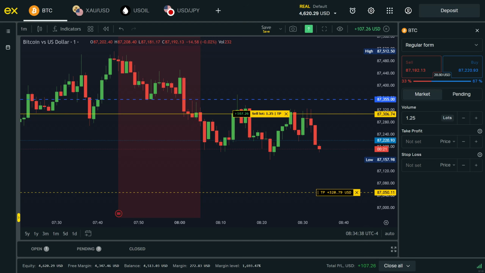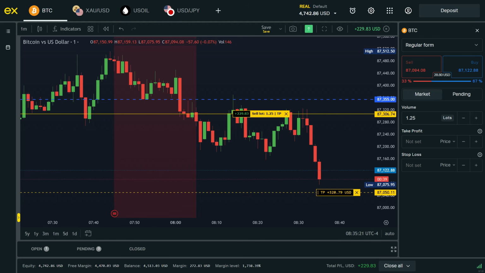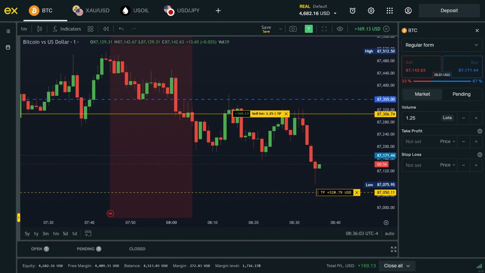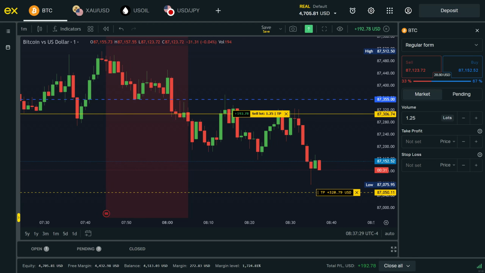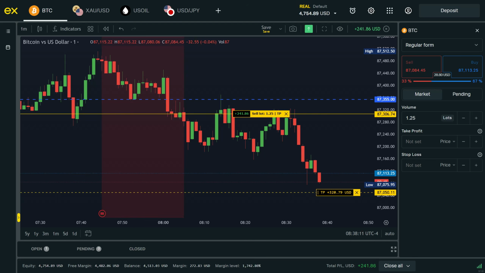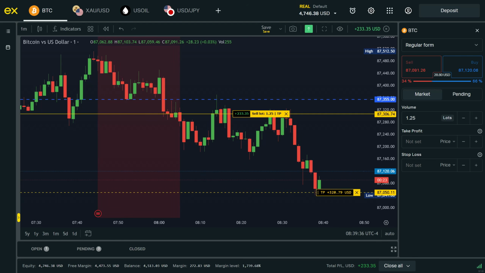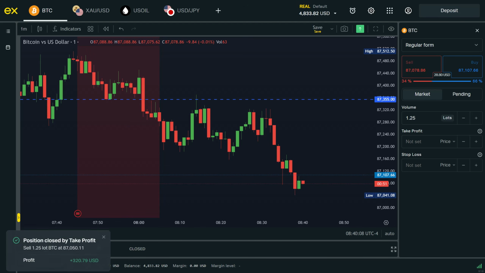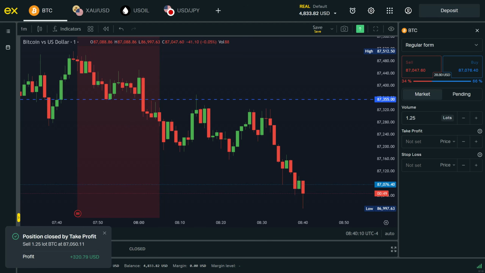On the other hand, if the price moves in my favor and reaches the target profit level, I will secure a profit of $320. This is the level where I expect the price to complete its movement within the range, making it the ideal point to close the trade. All right, the price has reached our target, and just like that, we've successfully booked $320 profit easily and effortlessly.